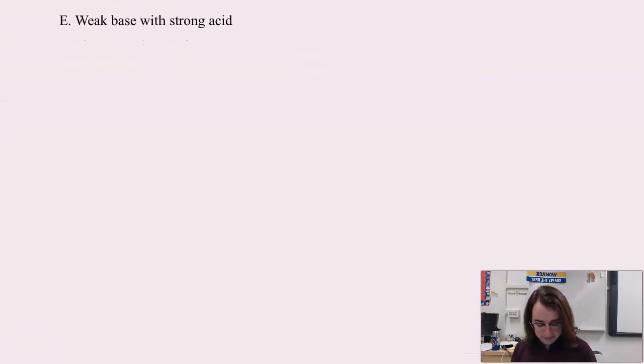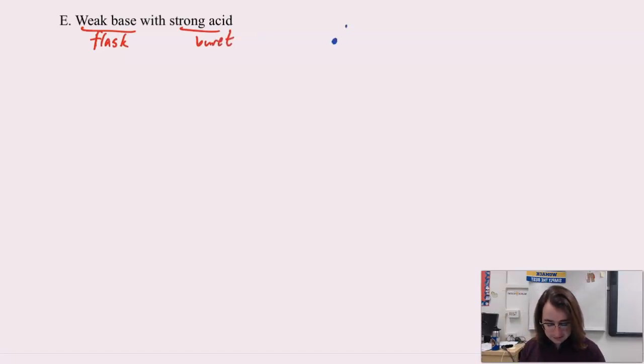Let's do now a weak base with a strong acid. So this is what's in our flask, and this is what's in our burette. This time, let's do ammonia. So 0.1 molar NH3, and we're going to titrate that with 0.1 molar HCl.